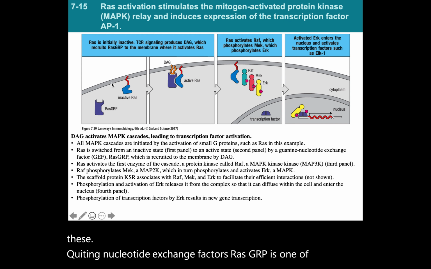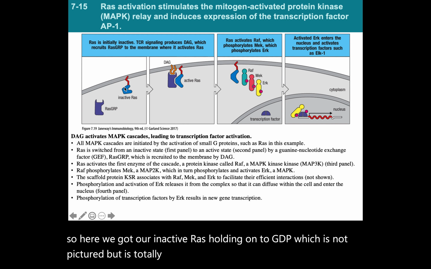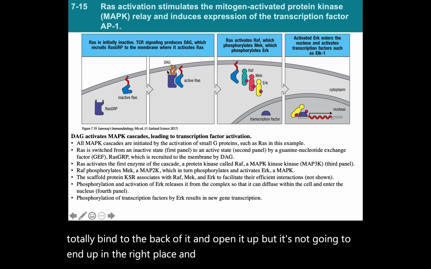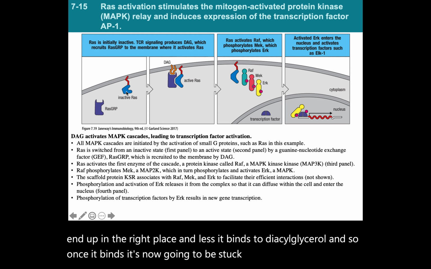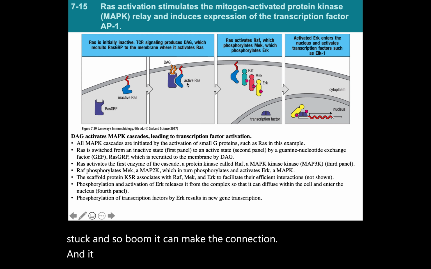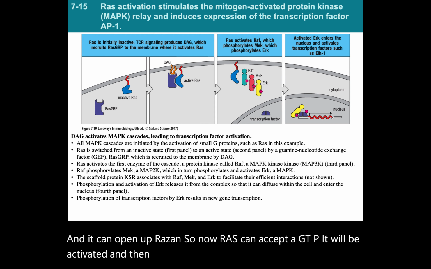And so here we've got our inactive RAS holding on to GDP, which is not pictured but is totally there. And we've got this protein that could totally bind to the back of it and open it up. But it's not going to end up in the right place unless it binds to diacylglycerol. Once it binds, it's stuck right next to the membrane, which is right where our G protein RAS is stuck. And so boom, it can make the connection and open up RAS. Now RAS can accept a GTP. It will be activated, and then we are going to have a cascade.